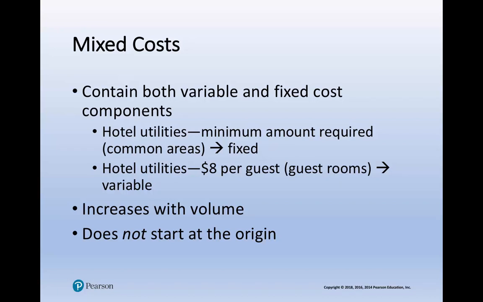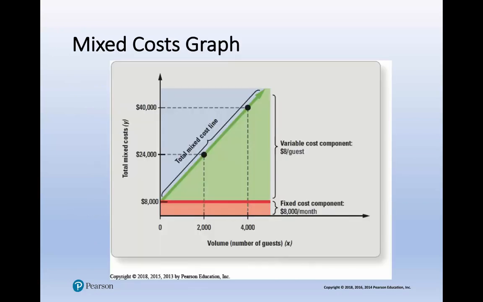So mixed costs have that fixed floor: even if we have zero, we still have a cost. At the same time, as we get more and more customers and more activity, that variable component grows and grows. We can see here we're basically combining our variable and our fixed graphs together. We have that fixed floor as well as that variable increase per unit or per guest.